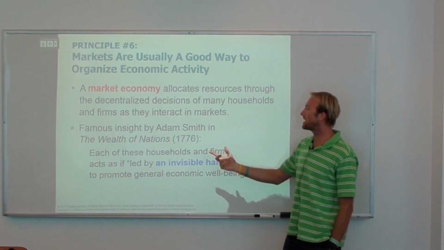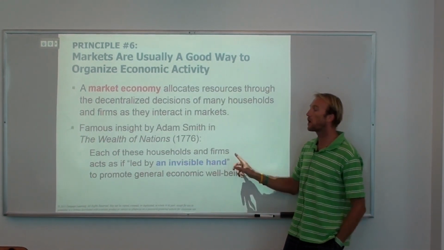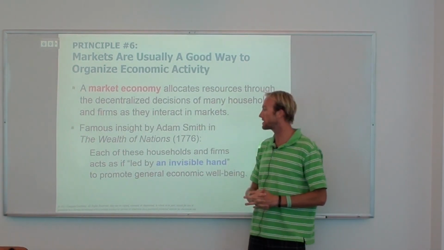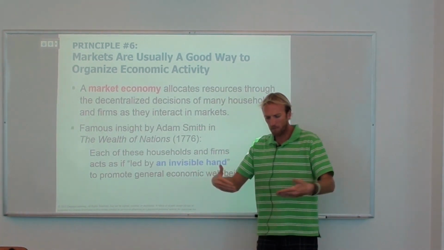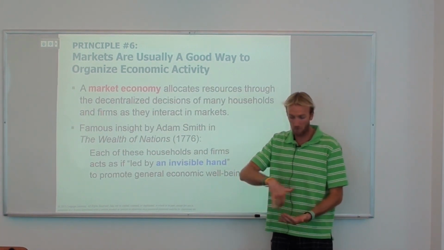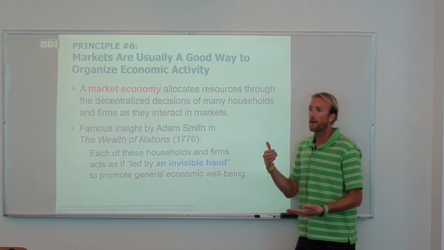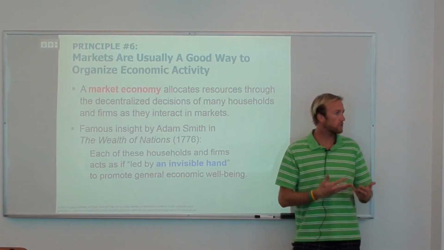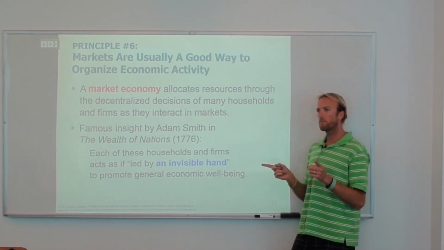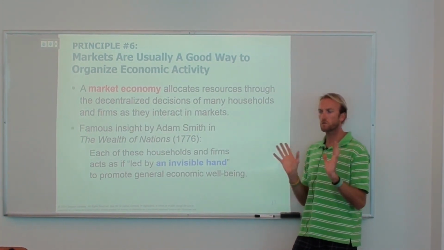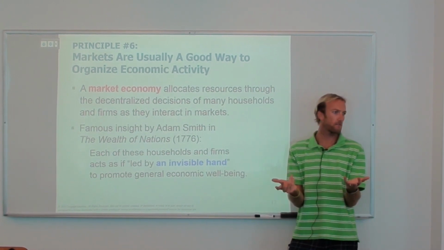But he said that each of the households and firms, any individuals, act as if they're led by an invisible hand, right? Kind of creepy sounding. To promote general economic well-being. So when I let these people come together in this place called the market, and why is it called the market? Because there's people who are trying to buy and sell there. That's all it is. And they're haggling with each other, aka trying to rip each other off, trying to get the best price possible. It just so happens, under a strict set of assumptions, which we'll talk about, that if you just let everybody do that, it ends up being best for society, okay?